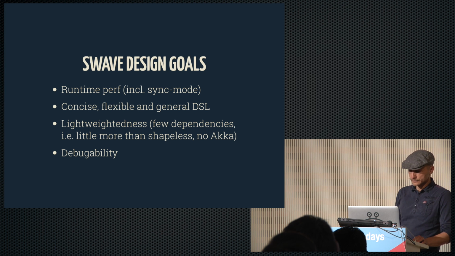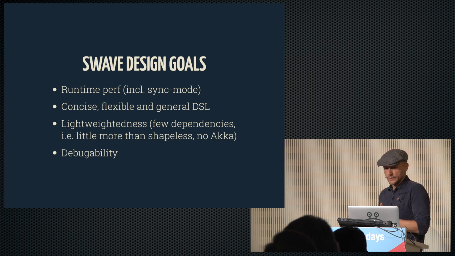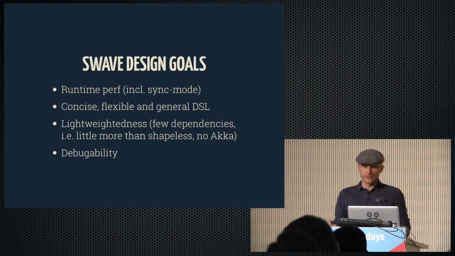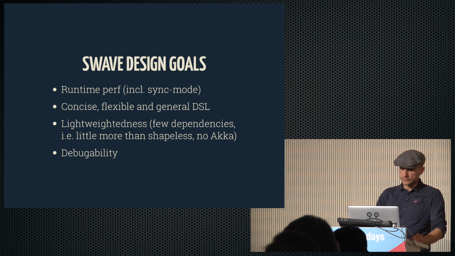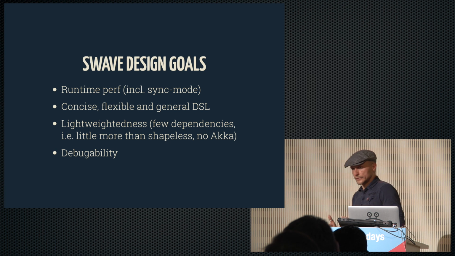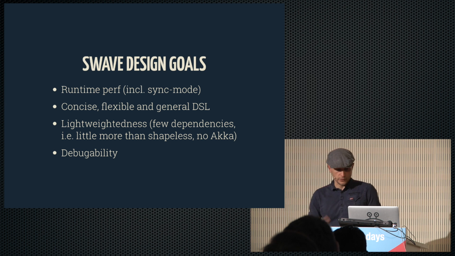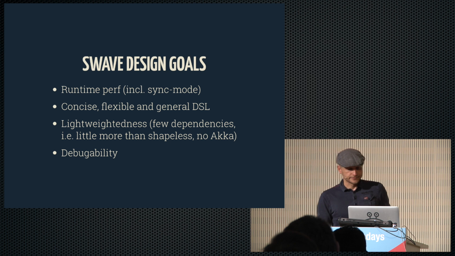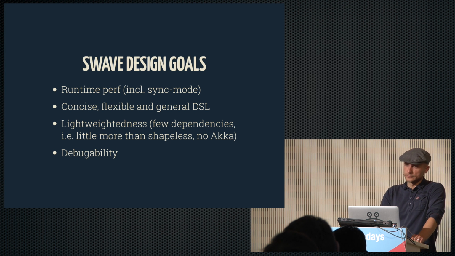That's the idea. The DSL is supposed to be as concise as possible without sacrificing too much readability, and of course it's a trade-off. We want it to be lightweight, no dependencies, or as few dependencies as possible. Currently there's basically only shapeless. There's, for example, no Akka. And debuggability, very important, because we've been through the crap.